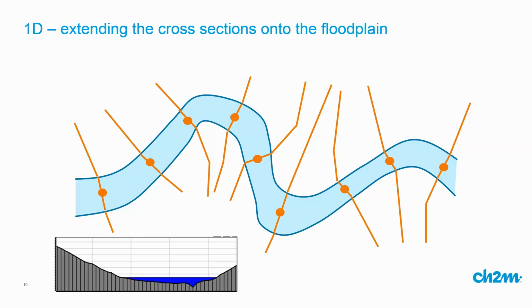Now what we could do is extend those cross-sections across onto the floodplain. And now when we do our 1D calculation, it will calculate the water level that applies all the way across that cross-section, including the extension onto the floodplain. This is one way they can do flood mapping using a 1D model.